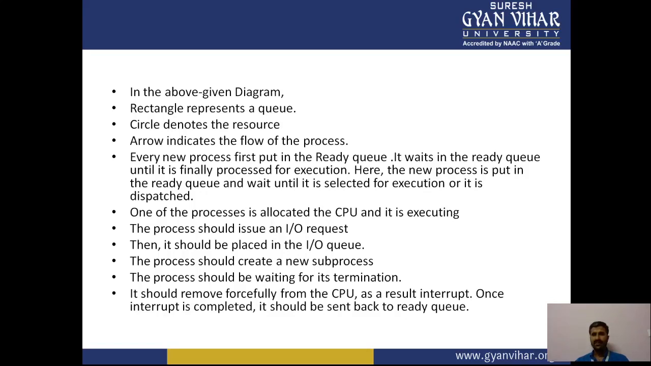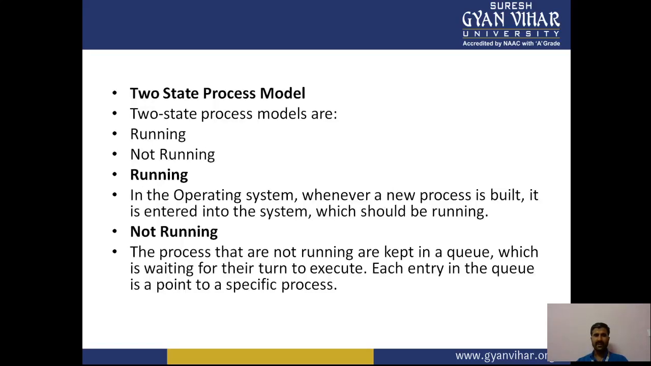It waits in the ready queue. One of the processes is allocated to the CPU and begins its execution. The process may issue an input output request, and then it is placed in the IO queue. Or the process may create a new sub-process and wait for its termination, or it may be removed forcefully from the CPU. So there is a two-state process model: running and not running.